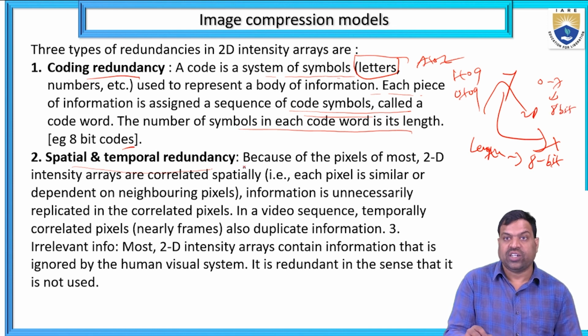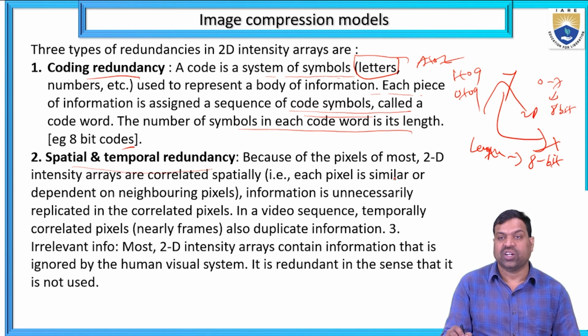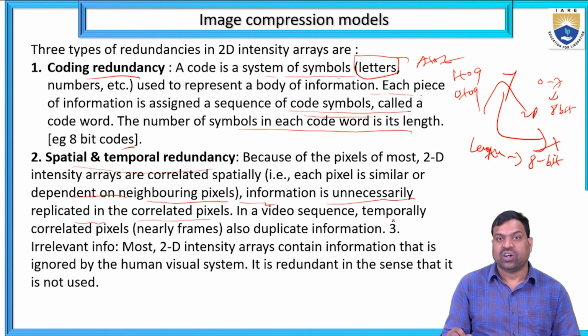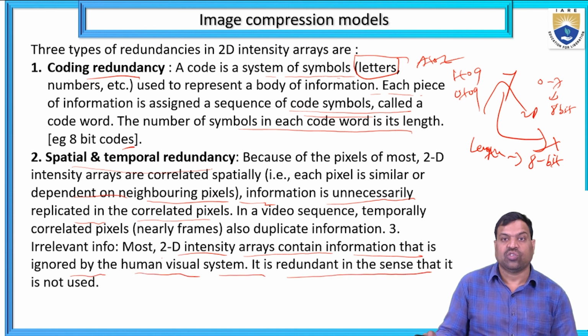Now spatial and temporal redundancy. The pixels of most 2D intensity arrays are correlated spatially. For example, each pixel is similar to, and dependent on, the neighboring pixels. The information is unnecessarily replicated in the correlated pixels. In a video sequence, temporally correlated pixels in nearby frames also duplicate information. The irrelevant information in 2D intensity arrays is information that is ignored by the human visual system. It is redundant in the sense that it is not used. So there are three types of redundancy in 2D intensity arrays: coding redundancy, spatial and temporal redundancy, and irrelevant information.